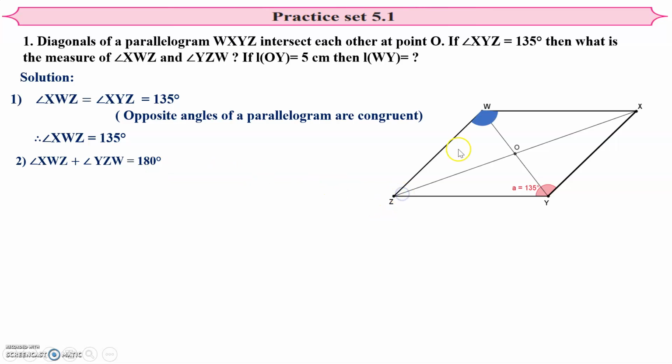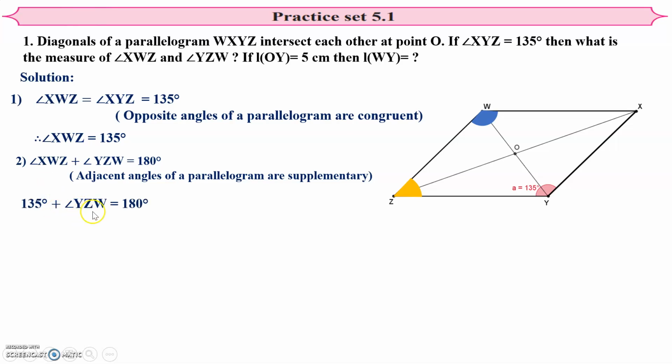Let's mark it in the figure. This is angle XWZ and angle YZW, these two angles. Now what type of angles are they? They are adjacent angles of a parallelogram, and we know that adjacent angles of a parallelogram are supplementary. So when we add them, we get it equal to 180 degrees. So let us substitute the values now. We get 135 plus angle YZW is equal to 180 degrees. So on further calculations, we get angle YZW is equal to 45 degrees.